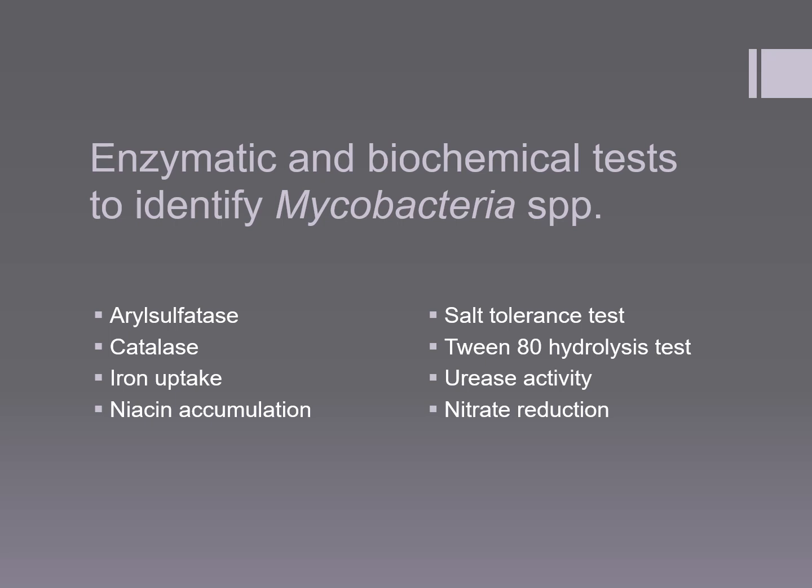Then we have salt tolerance tests. Interestingly enough, Mycobacterium fortuitum can tolerate 5% sodium chloride. We can do Tween 80 hydrolysis tests, which is a test for oleic acid that can be detected by gas chromatography. Then we can do urease activity, where we are using it to speciate Mycobacterium avium complex. And finally, another test that we can use is nitrate reduction, where we can see if our organism, like tuberculosis, can reduce nitrates to nitrites.